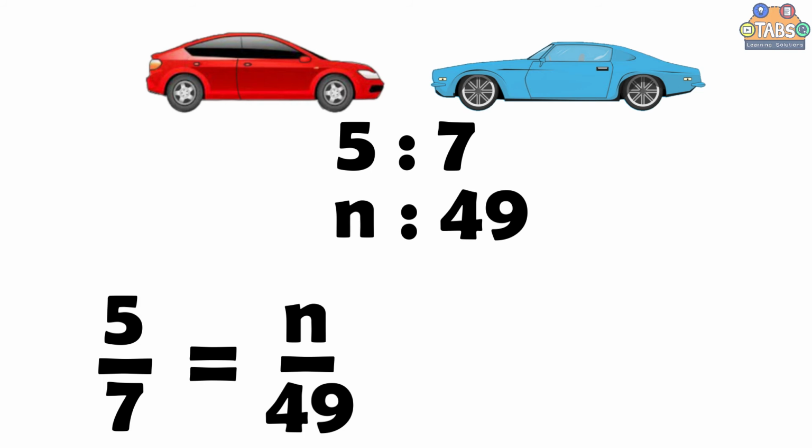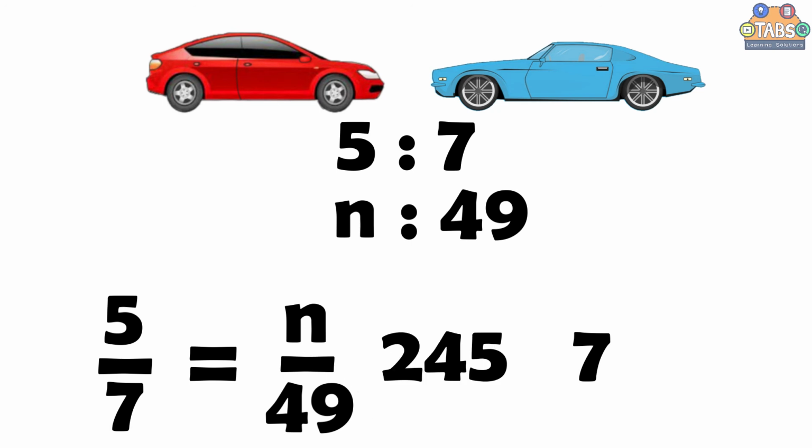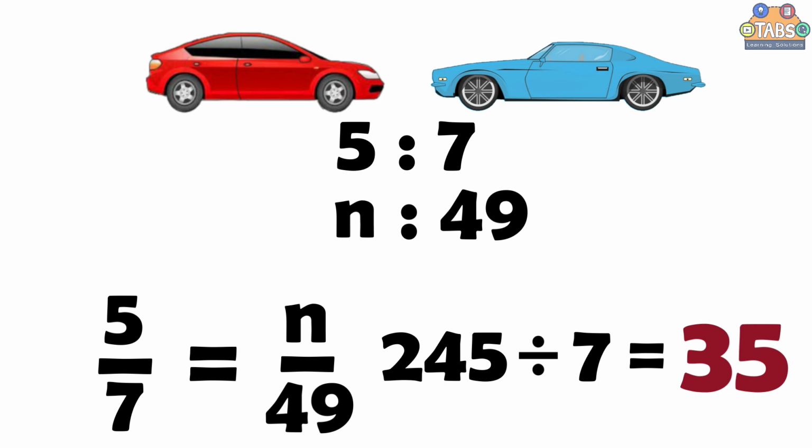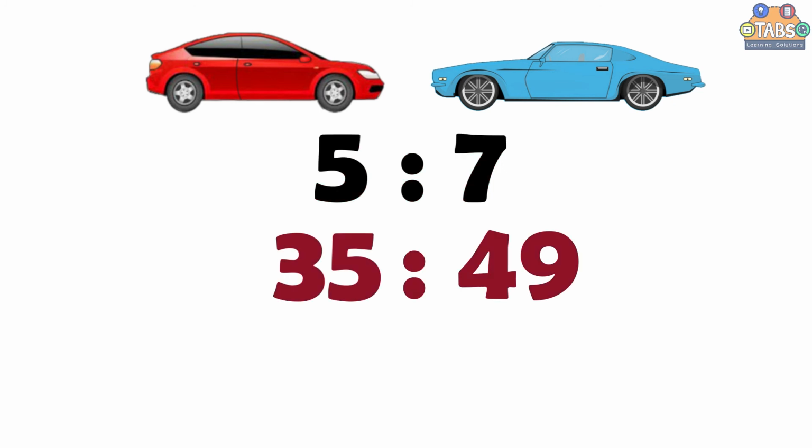Let us find the missing number using cross multiplication. 7 times n is equal to 5 times 49. 7 times n will be 7n, and 5 times 49 is equal to 245. To find n, let us divide 245 by 7, and it is equal to 35. Therefore, n is equal to 35. So, the statement to make it a proportion is 5/7 equals 35/49.